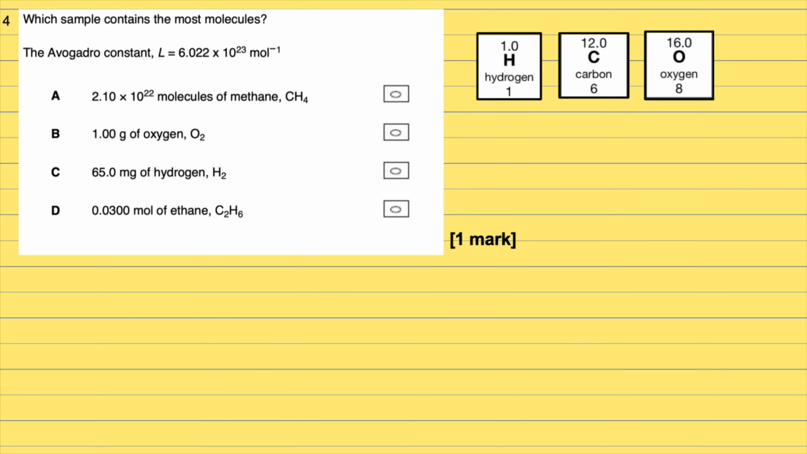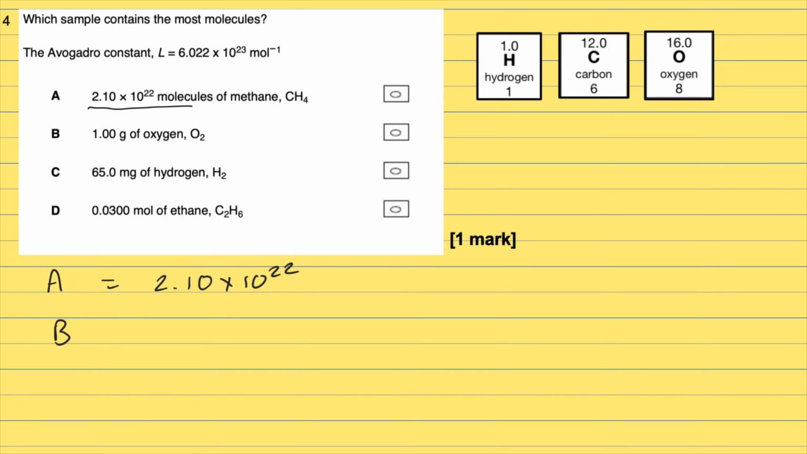Question 4. Which sample contains the most molecules? There's quite a lot of work to do here for just 1 mark. Okay, so we're going to look at A, B, C and D separately. So A just tells us how many molecules there are, so that's easy. We don't actually have to do a calculation there. There are 2.10 times 10 to the 22 molecules.